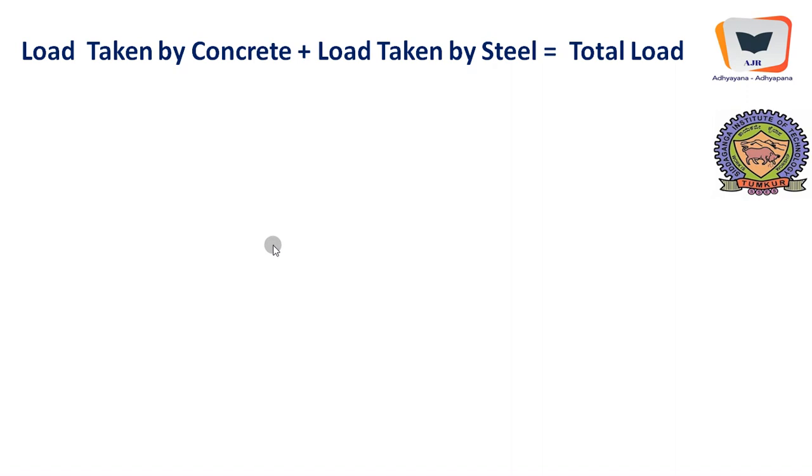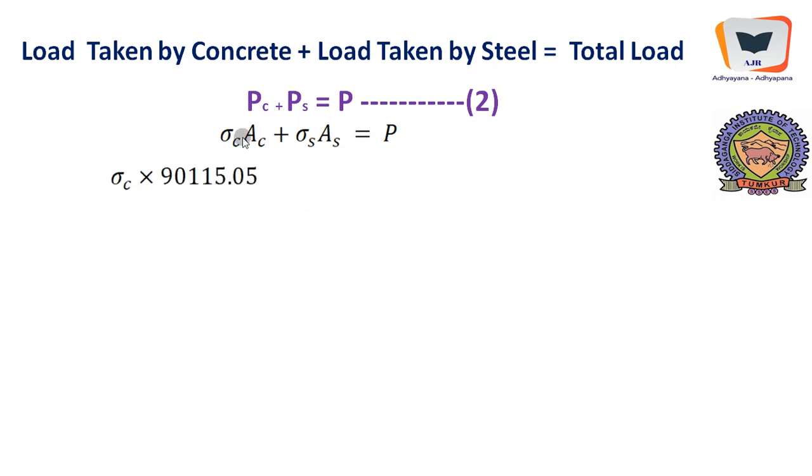Load taken by concrete plus load taken by steel equals total load, and we will substitute now sigma c into AC for PC and sigma s into AS for PS equal to P. We will directly substitute over here because we know the area of cross section, and sigma c remains to be unknown. This unknown is removed by placing 14 times sigma c obtained in the previous step.